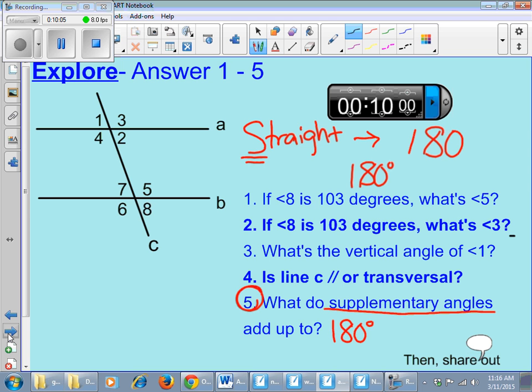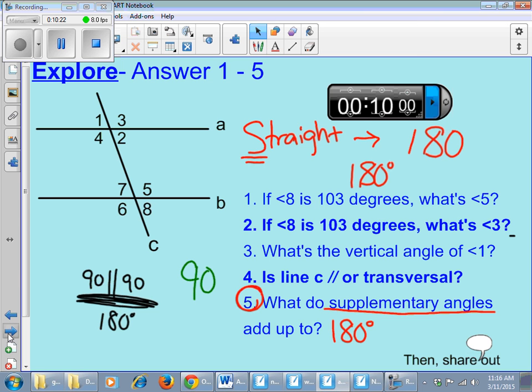One final reason why is because two complementary angles that are 90 make a straight line, and 90 plus 90 equal 180. So supplementary angles add up to 180, complementary angles add up to 90. End of story.